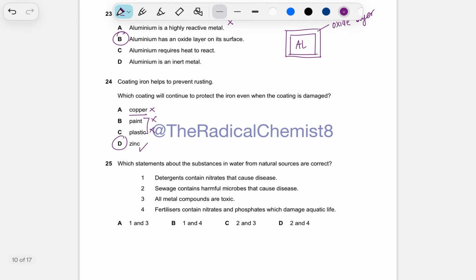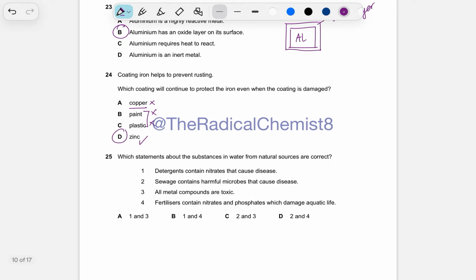Next, which statements about the substances in water from natural sources are correct? So in this case, detergents contain nitrates that cause diseases. Well, detergents are not usually present in natural sources. Then it says sewage contains harmful microbes that cause disease. So yes, that is correct.